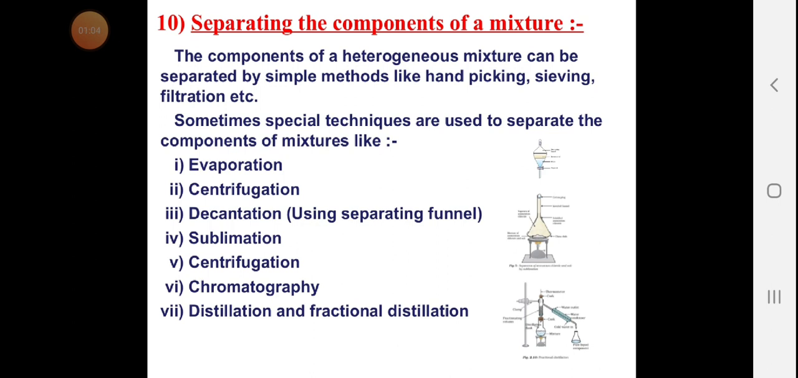But what about the homogeneous mixture? How can you separate them? So there are various suitable special techniques which are used to separate the components of homogeneous mixtures. The first is evaporation, second is centrifugation, third is decantation using separating funnel, fourth is sublimation, fifth is again centrifugation, sixth is chromatography, and seventh is distillation and fractional distillation. Now some of them you might already have studied, and some we will discuss in detail. So here we go.